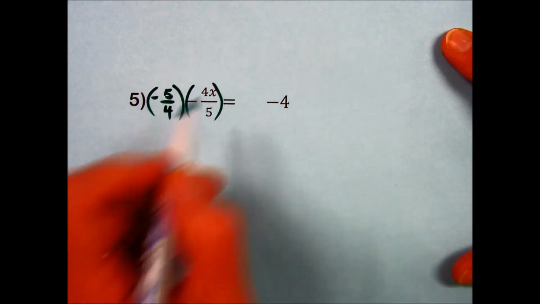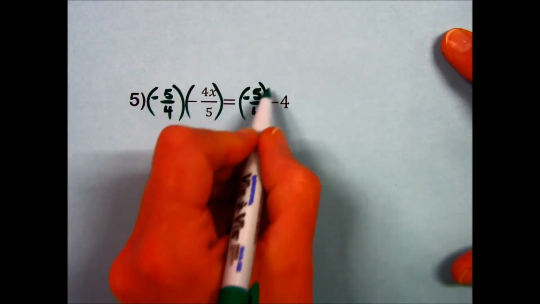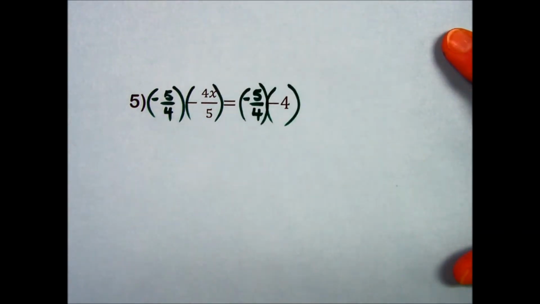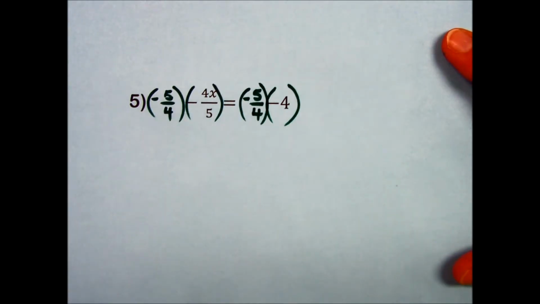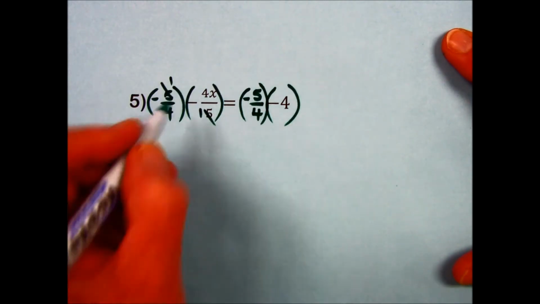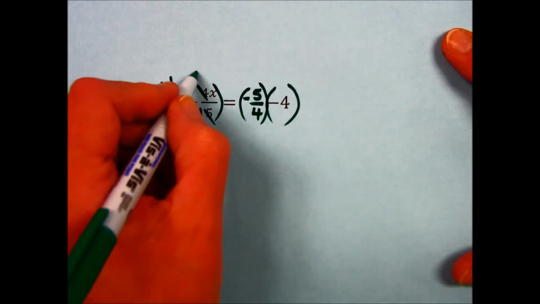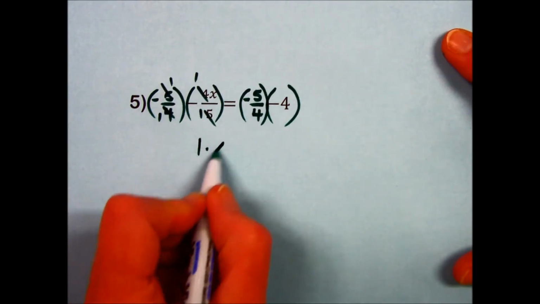5/4. What's done to one side gets done to the other side to maintain equality. A negative times a negative is a positive. A 5 divided by 5 results in a 1. A 4 divided by a 4 results in a 1. The 1's multiply to give us a 1x.